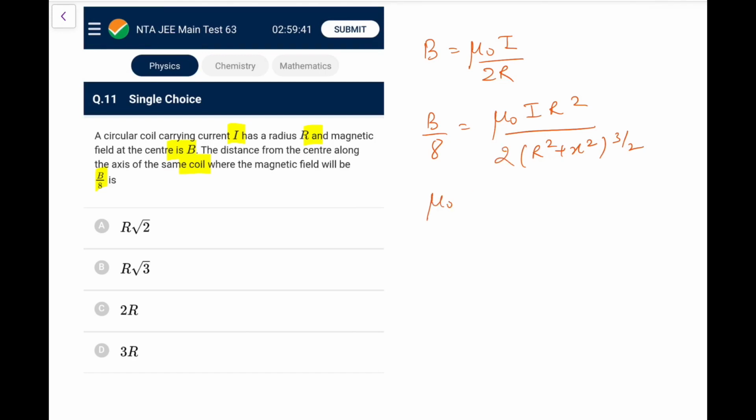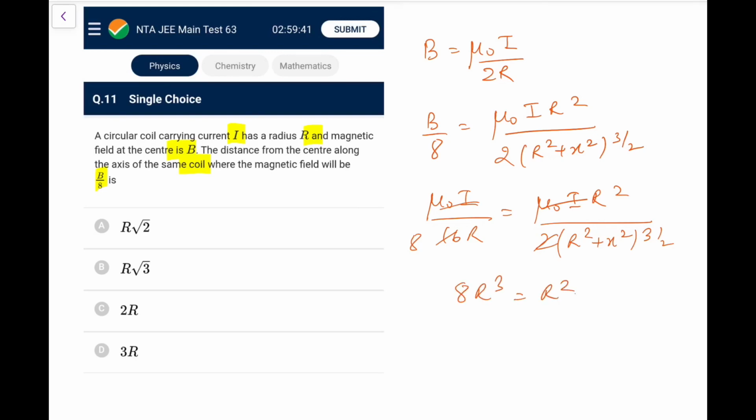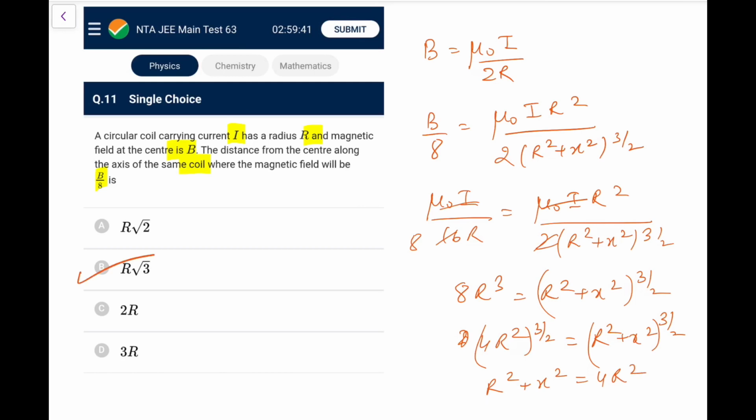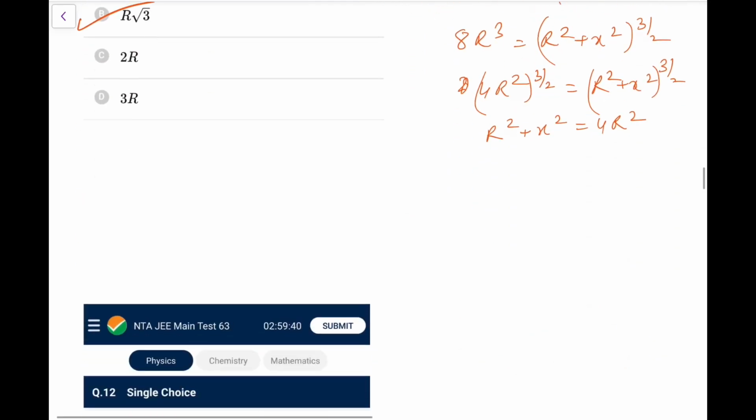So for B by 8, it will become mu naught I by 16R. This equals mu naught I R square upon 2 (R square plus X square) to the power 3 by 2. So this 2 will become 8, this cancels, this cancels. So what we have is 8R cube equals (R square plus X square) to the power 3 by 2. So you can write it as (4R square) to the power 3 by 2. You can do that manipulation. So just compare it, we get R square plus X square is 4R square, so X is equal to root 3 R. So go for option B, that would be the appropriate one. Not that tough, just do the calculations.